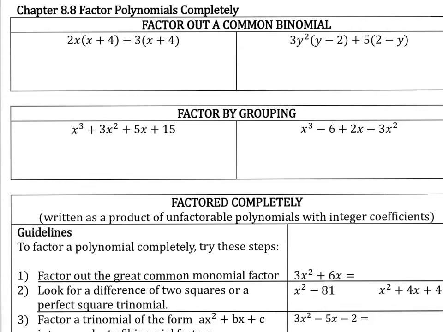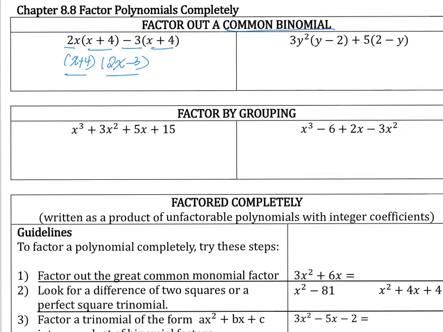8.8. We're going to learn about how to factor polynomials completely. Let's first look at how to factor out a common binomial. So here we have x plus 4 as our common binomial. So we can factor that out and take 2x and minus 3 to form another binomial. So now we have two factors.